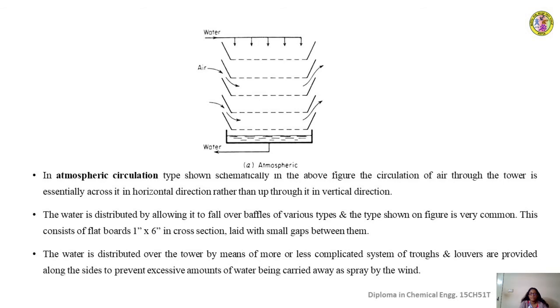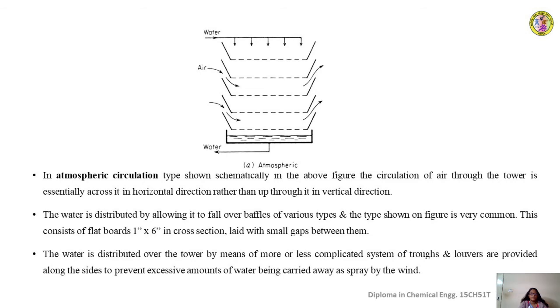Okay, so this is the atmospheric type of natural draft cooling tower, shown schematically in the figure. The circulation of air through the tower, as I said earlier, is in the horizontal direction rather than up through in the vertical direction. As I explained earlier, the water will enter from the top of the tower. It has to be distributed uniformly, and that is done by some kind of distribution system located at the top of the tower.